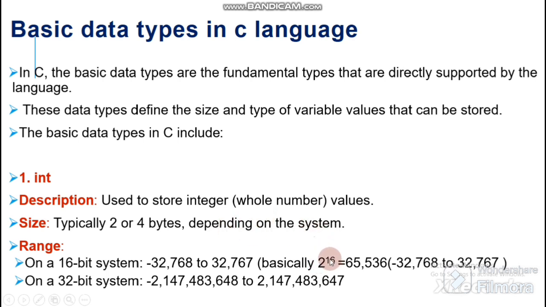Byte means a group of 8 bits. So 2 bytes means a group of 16 bits. So 2 to the power of 16. Why 2 here? Because 2 means a binary system, and the system understands only binary values. So 2 to the power of 16 is equal to 65,536. That includes minus 32,768 to 32,767. On a 32-bit system, this much memory will be allocated for an integer.